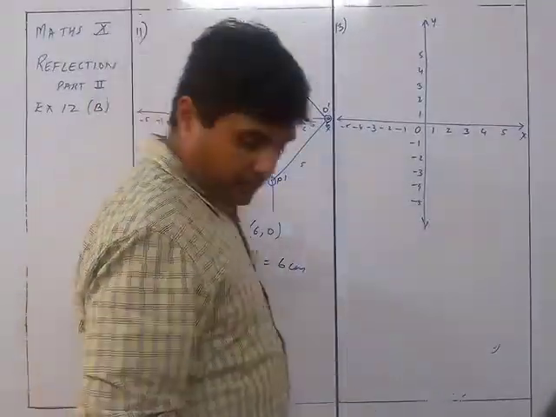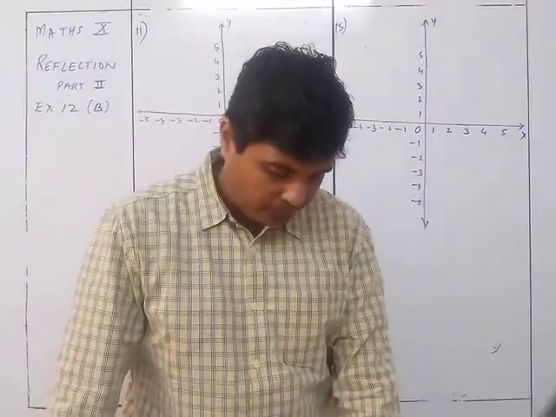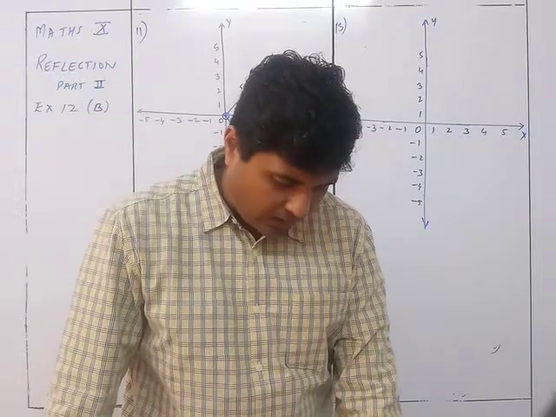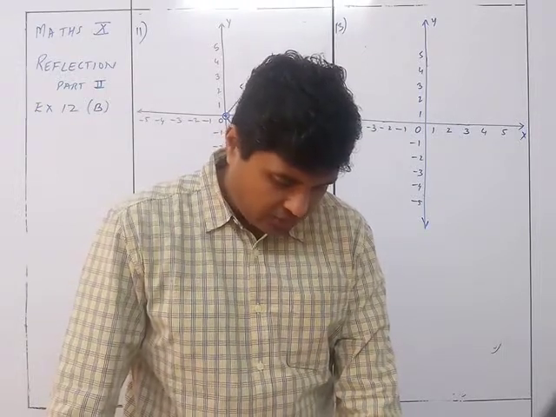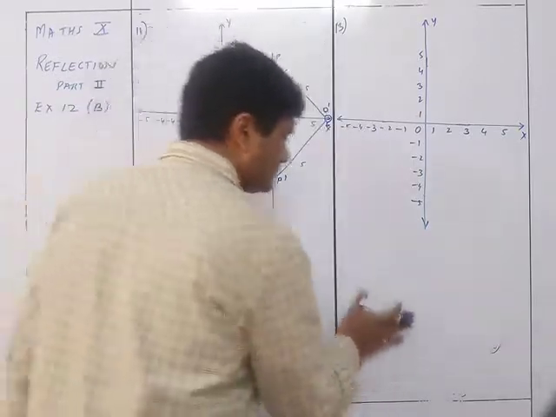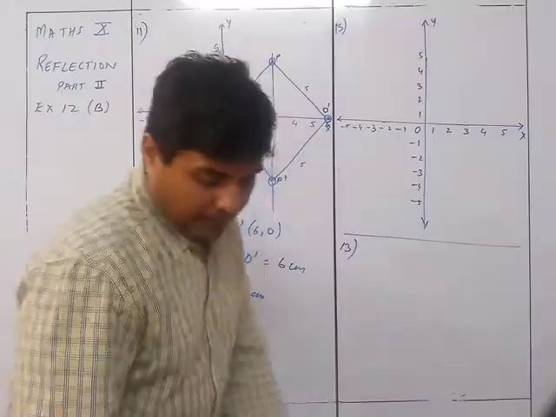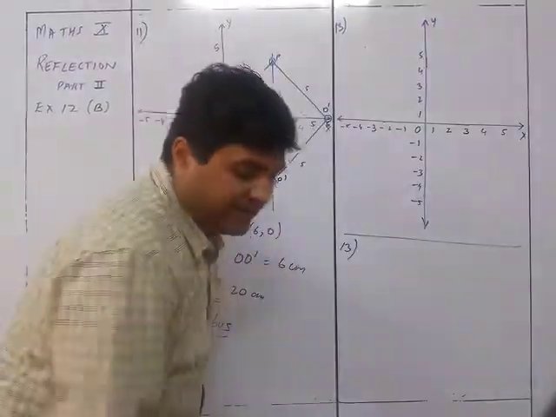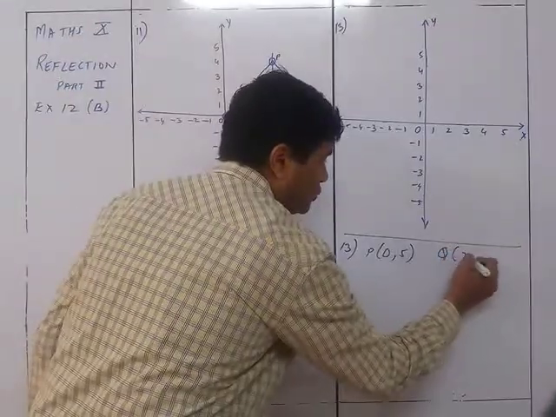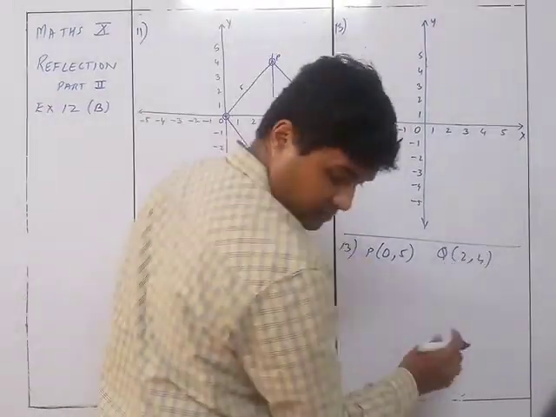Okay, ready? Yeah, question number 13. P and Q. I am just checking now whether you require a graph or not. Yeah, you don't require a graph in the 13th. So I'll just write down the answers. 13th. P and Q have coordinates. P is 0, 5 and Q is minus 2, 4.